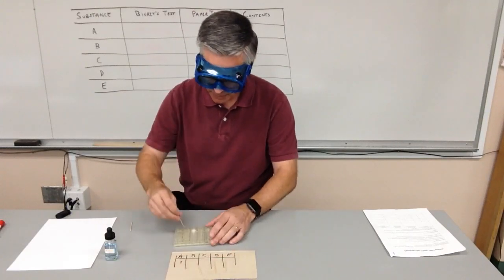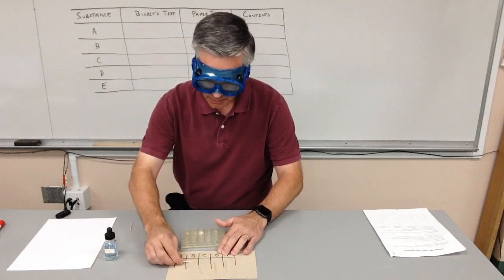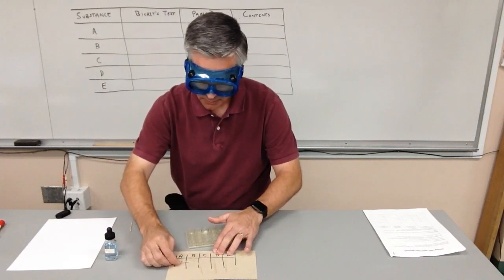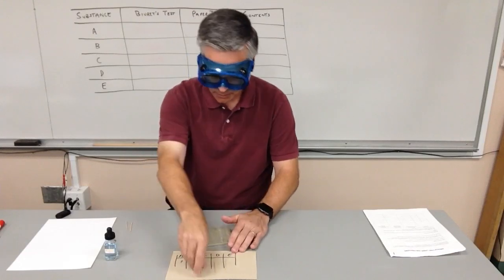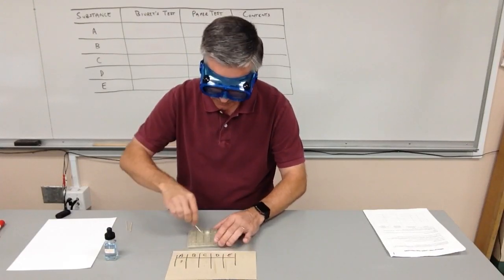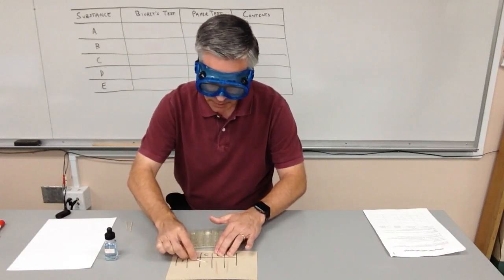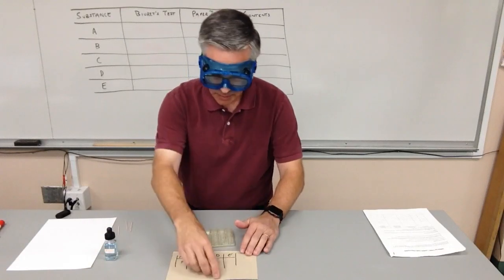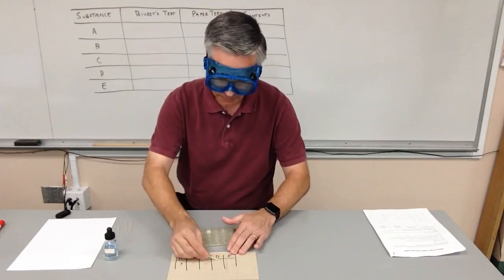I'm going to get a different toothpick and take some of B. I'm going to rub that on there. A little bit more, make it so it's a nice mark. Some of C. Sometimes you need to get a little bit more just so you can make sure you see it. And again, I'm just making a little wet mark on each one.